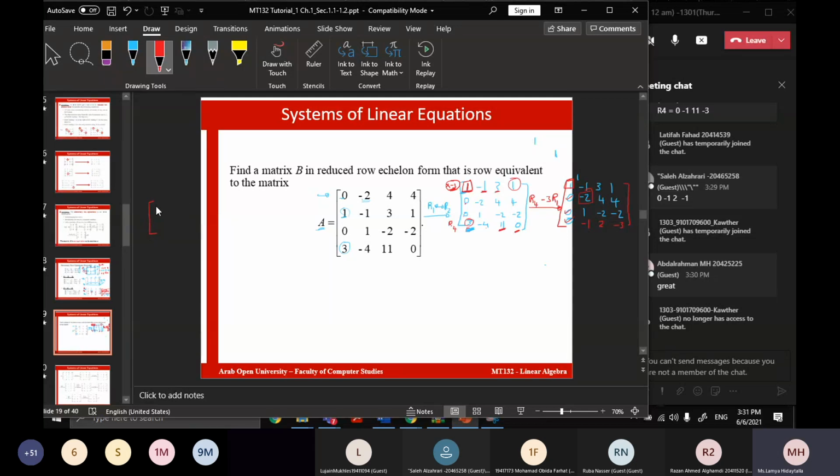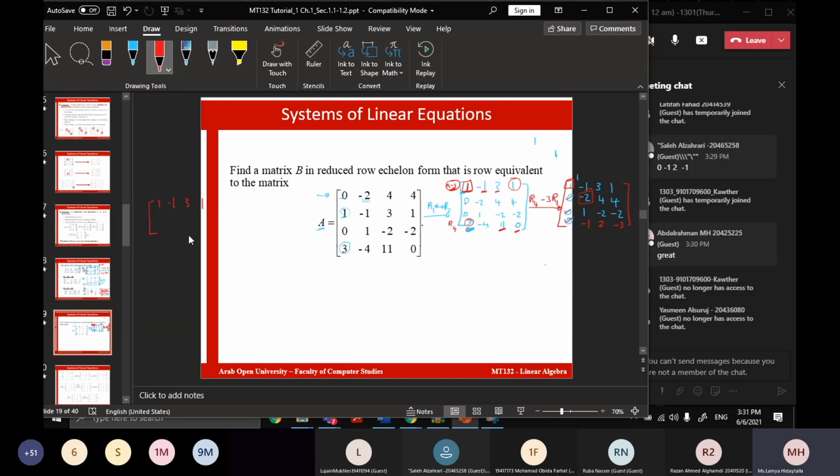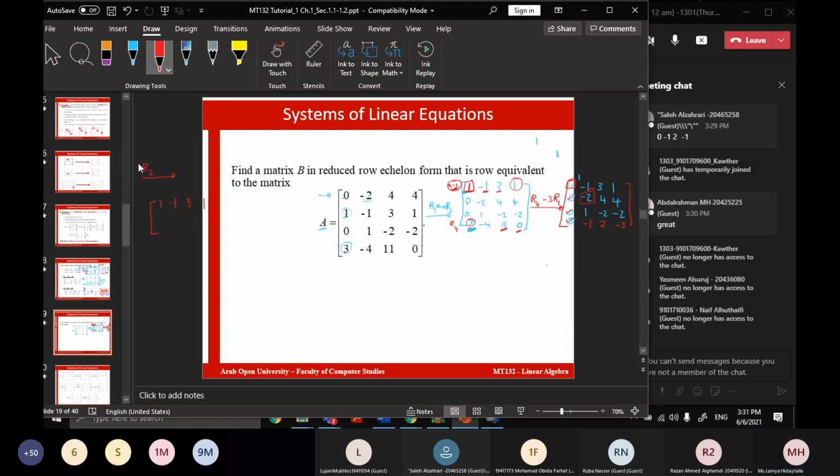Okay, we will have 1, minus 1, and then 3, and then 1. This is the first row as it is. The second row, I'm dividing this row. I'm changing the second row. The new row is equal to the old R2 multiplied by minus 1 over 2, minus half. So it is going to be equal to 0.